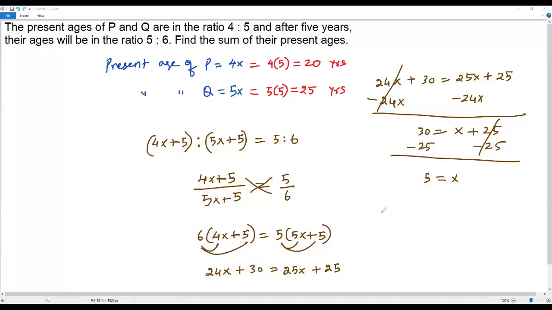So what is our target? Our target is to find the sum of their ages. That is, we have to add the age of P and the age of Q. When I add them, 20 plus 25, it will be 45 years. So the sum of the ages of P and Q is 45 years.